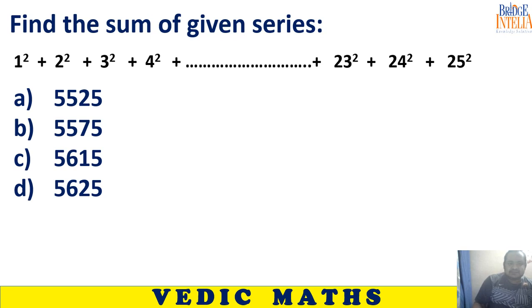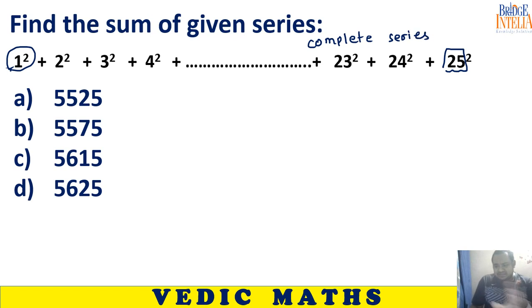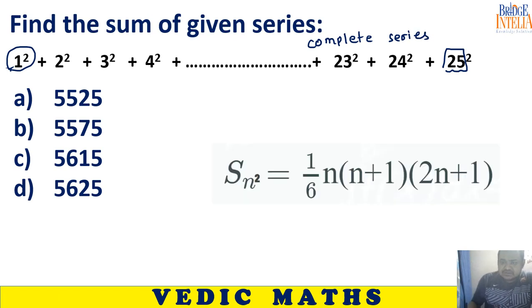Find the sum of the given series. Here also we are trying to find the sum of squares of first 25 natural numbers, because you have started counting from 1 square, counted all the squares in between, and you are stopping at 25 square. So this is a complete series and you can use the shortcut formula. Nothing is missing. Simply in place of n, we have to write 25. Wherever there is n, you have to replace it with 25.